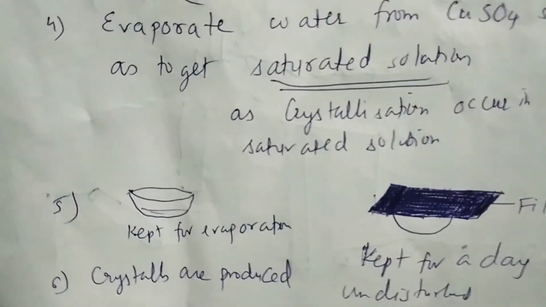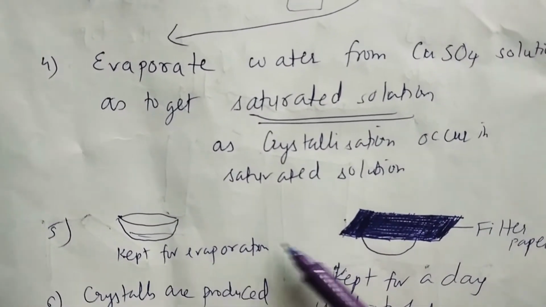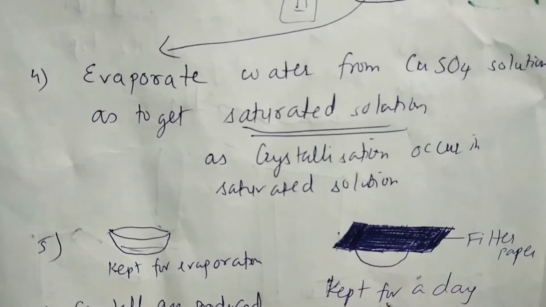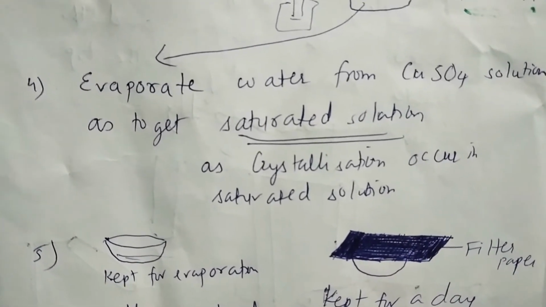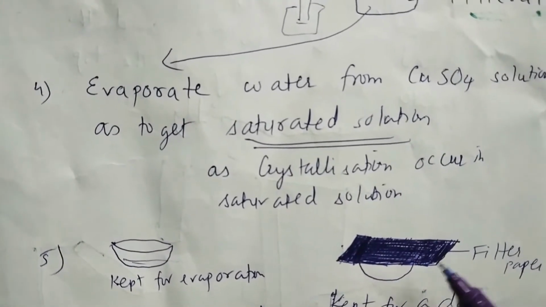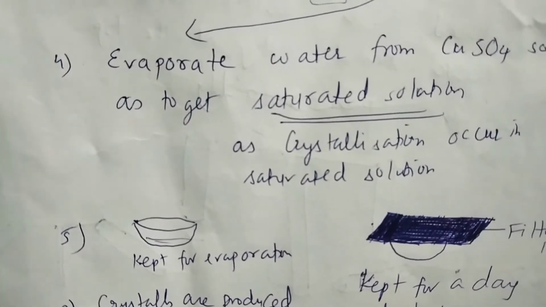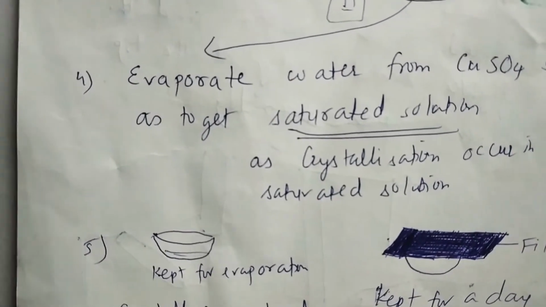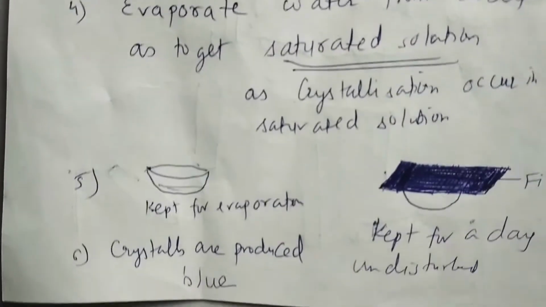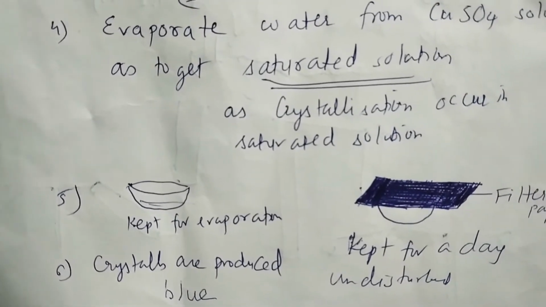Now we're going to keep it for evaporation, then cover it with filter paper and leave it undisturbed. You will keep it for a day, undisturbed. We will not touch it, will not disturb it. What will you see? We will see that blue crystals are produced. Copper sulfate has blue crystals. So this was about the crystallization process.